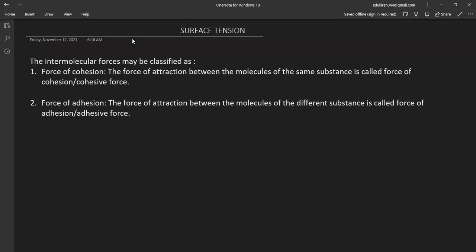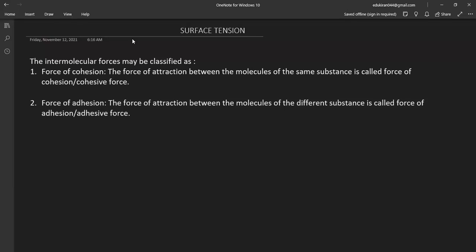Surface tension is a very common phenomenon. You'll observe it everywhere. Even inside the human body, within the lungs and alveoli, you have surface tension existing. So everywhere you have surface tension involvement wherever fluid is present. So that's why this is very important.